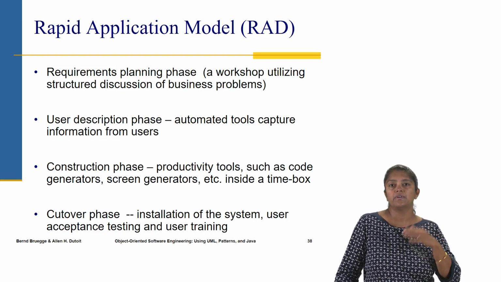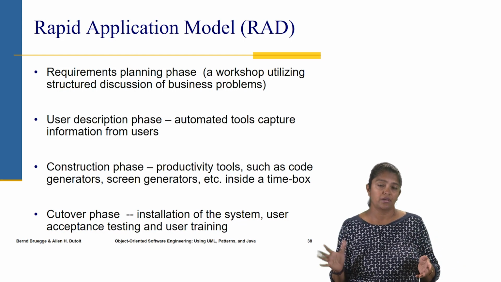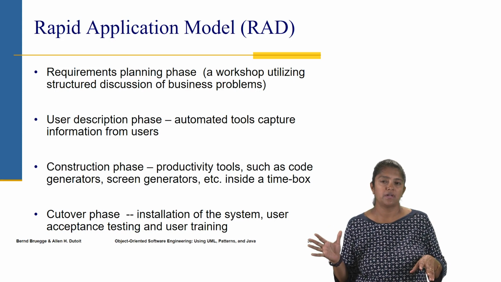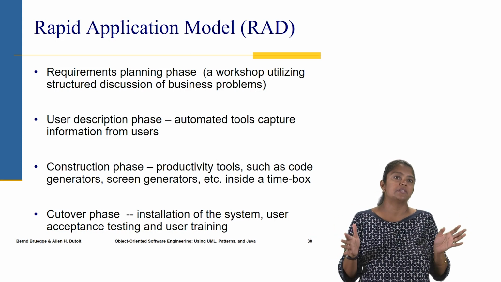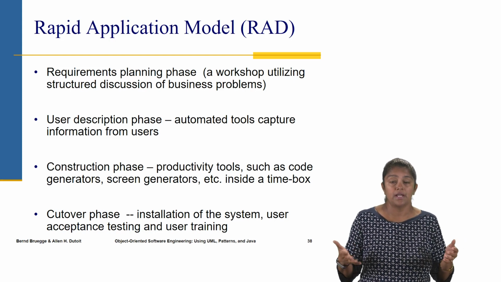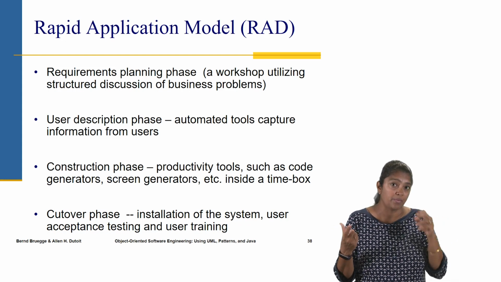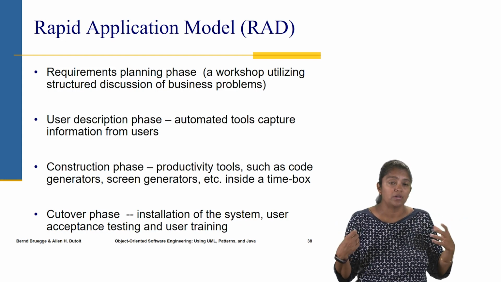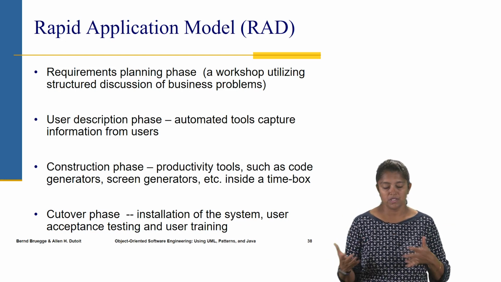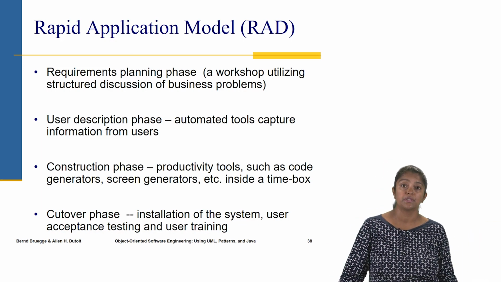Then once that's done, we get into the construction phase. This is where we're actually building. Again, productivity tools are used as much as possible. Code generators, screen generators, any kind of existing tools that are out there that will help in the construction phase are used. And all of this is done within a time box. Because it's a rapid application model, we're always working within a time box. And then there's the cutover phase, which is basically the installation of the system, acceptance testing, and training the users on using the system.